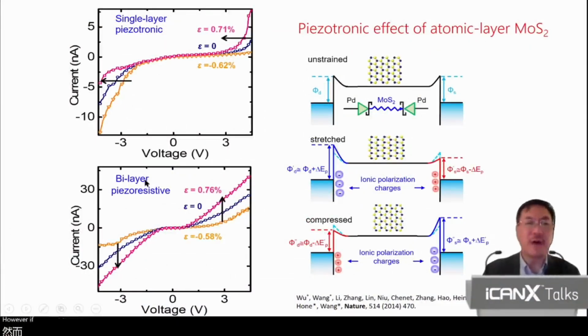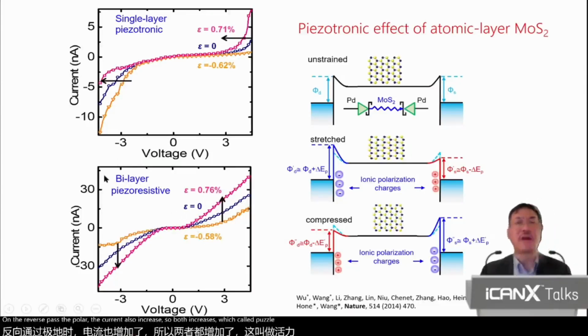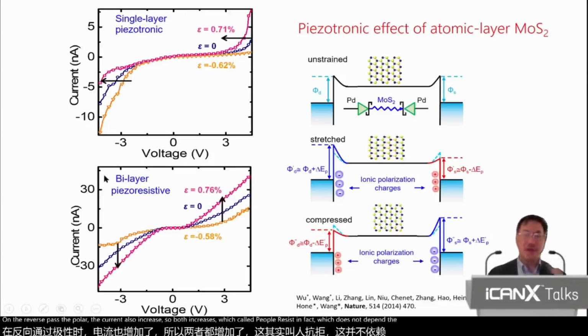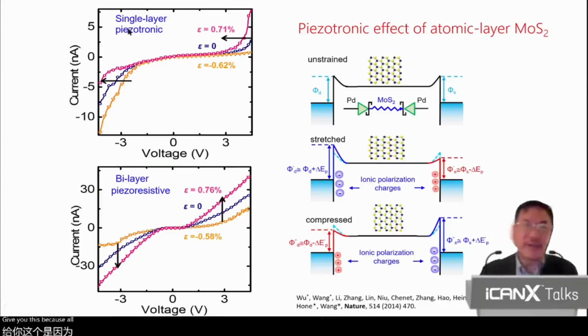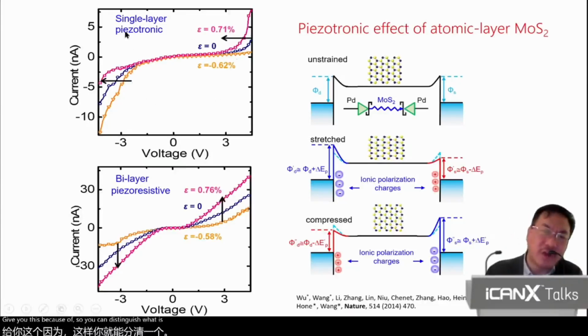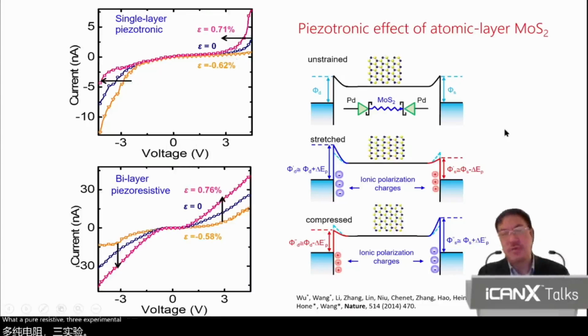However, if it's a double layer, you find if you raise the strain, on the positive bias the current increases, and on the reverse bias the current also increases. So both increase, which is called the piezoresistive effect, which does not depend on the direction of the polarization. So you can distinguish what is the piezotronic effect and what is the piezoresistive effect through experimental measurements.